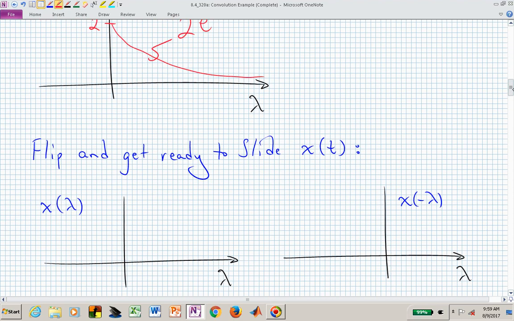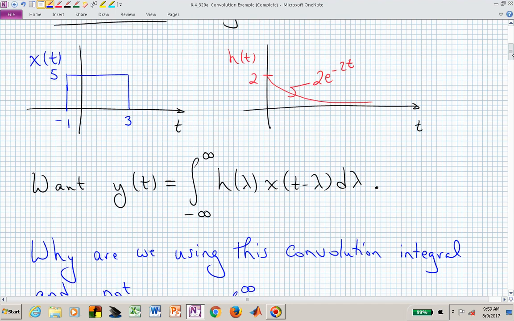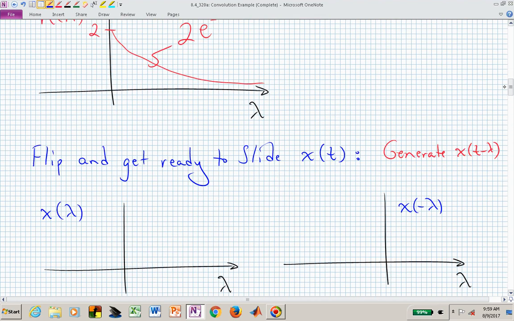Now what we want to do is flip and get ready to slide x of t, which means we're trying to generate x of t minus lambda. And I like to do this in 3 steps. I like to first find x of lambda, which is easy because I already have x of t. So I really just have to copy down x of t and change t to lambda everywhere. Doing that, I now have x of lambda, which starts at minus 1 and goes out to 3, and it has an amplitude of 5.